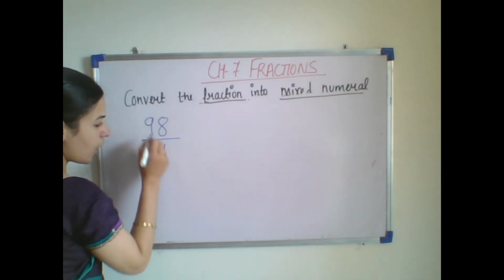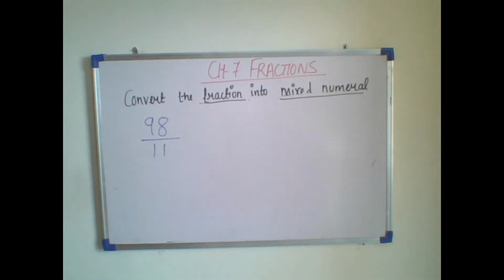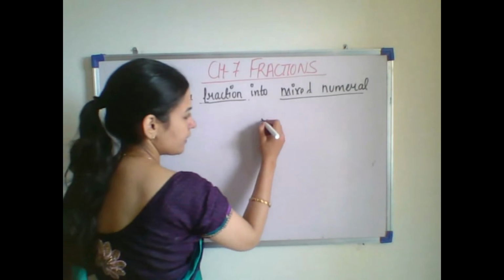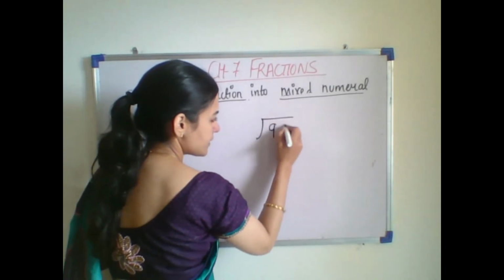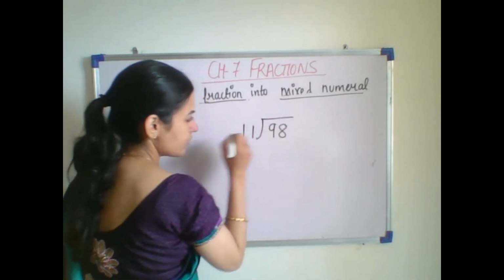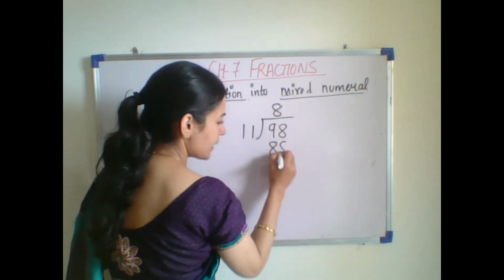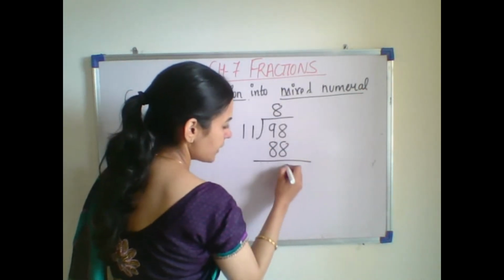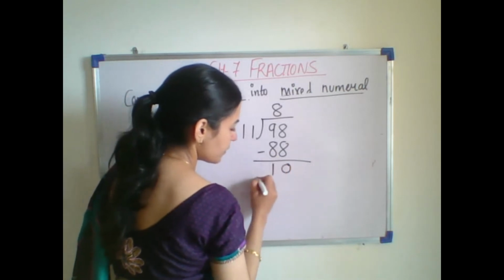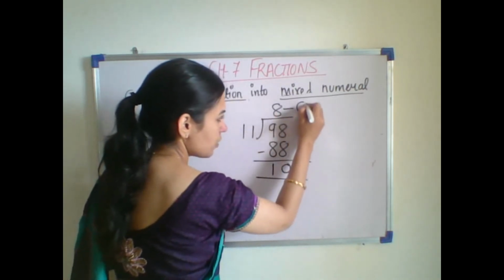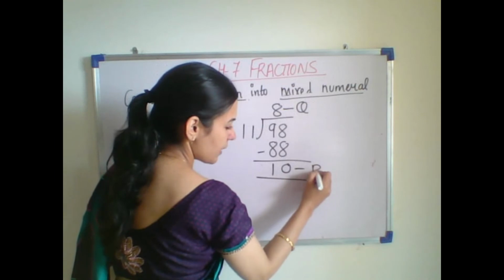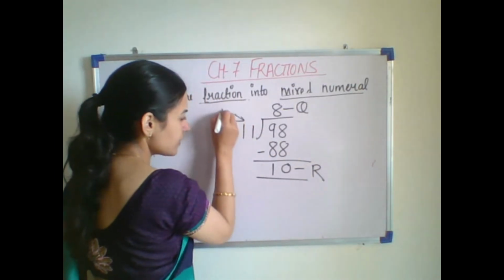Upon 11. How to convert this? First of all, we have to do the division. We will be dividing 98 by 11. So 11 8s are 88. Here it comes 10. This is the quotient, this is the remainder, and this is the divisor.